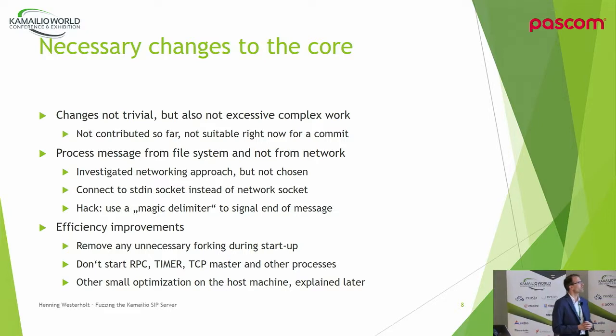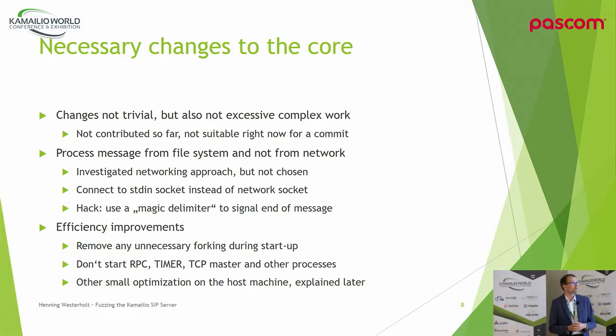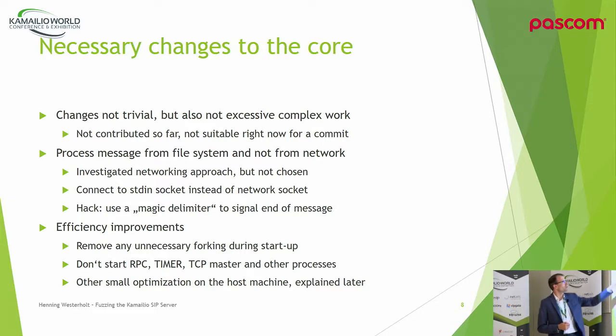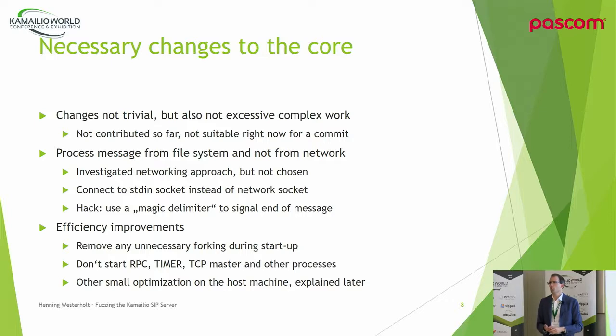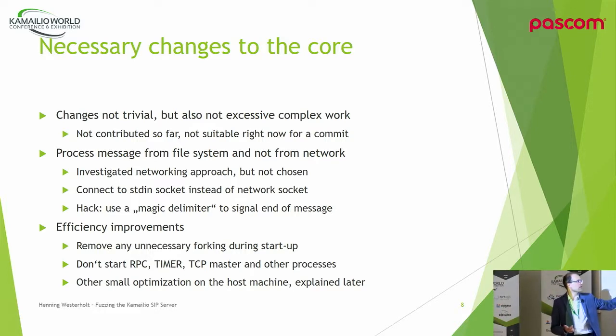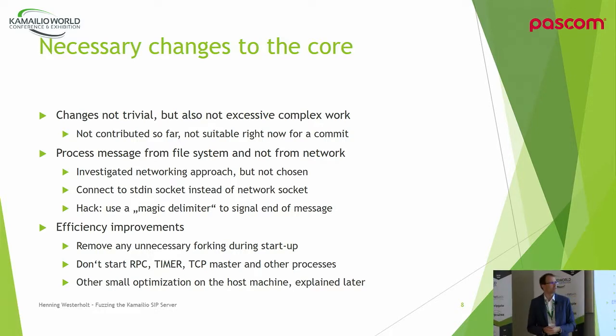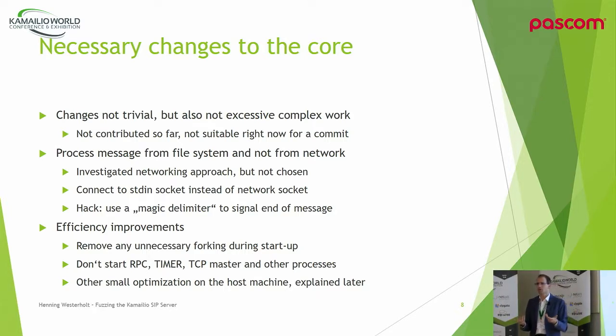So basically, the major thing you need to change is that you process SIP messages from a file system, like standard input, instead of the network. There is a fork of the AFL fuzzing program which works over the network. I briefly investigated it, but it was a bit older, so I didn't go this path. So basically what you do, as I said, is connect the standard input instead of the network socket, and then execute Kamailio and feed a SIP message to it.